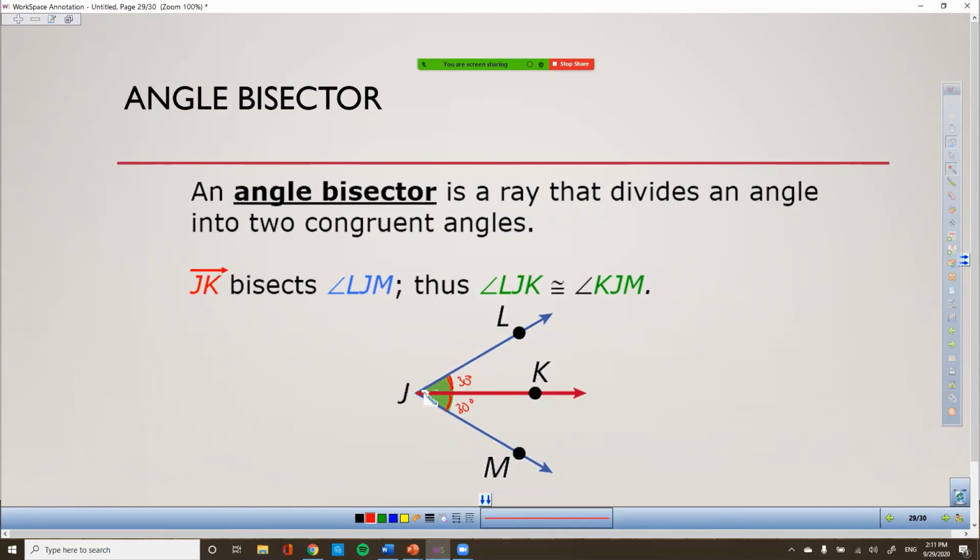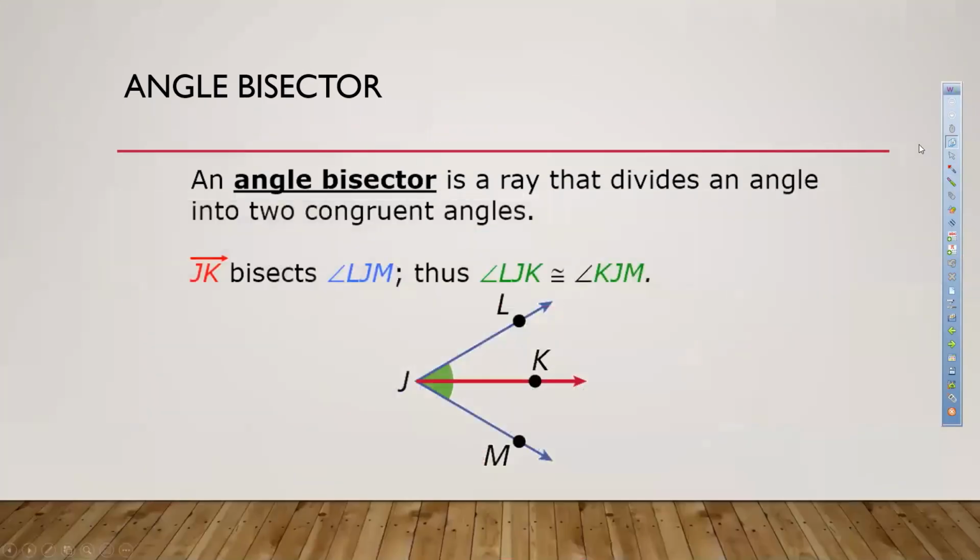So in this case, since ray JK is an angle bisector, that means that angle LKJ is congruent to angle KJM, that they're equal to each other. So the angle bisector cuts the angle right in half into two equal angles. So then let's go ahead and try some examples with these.